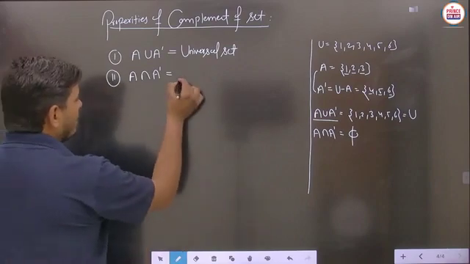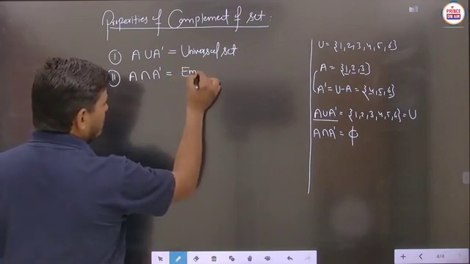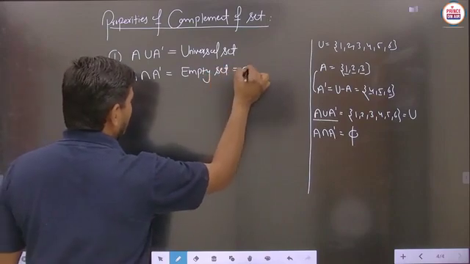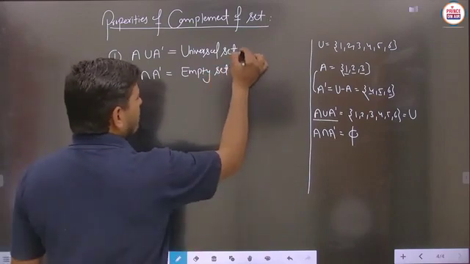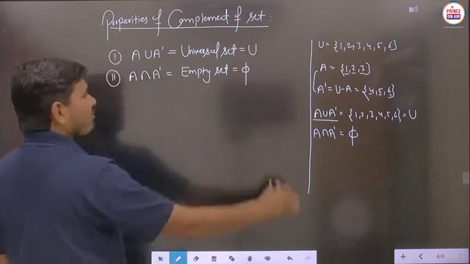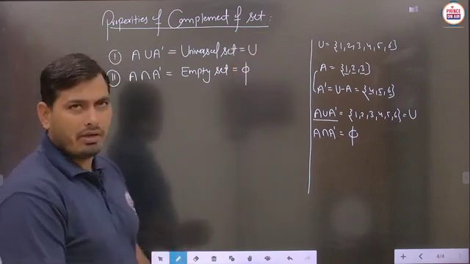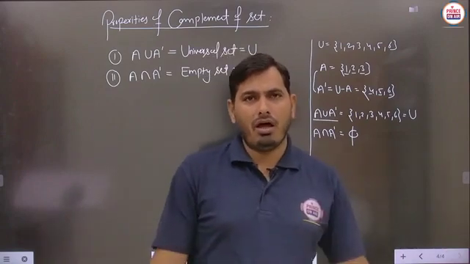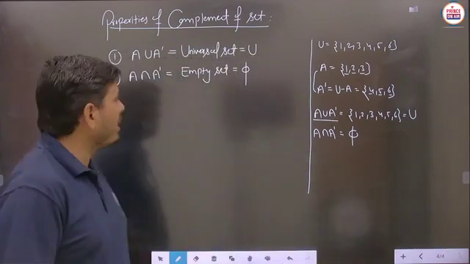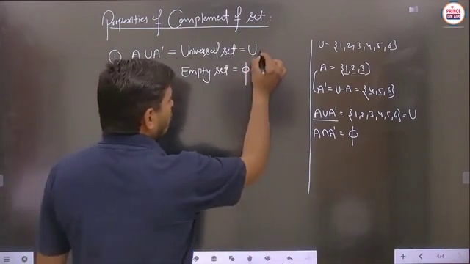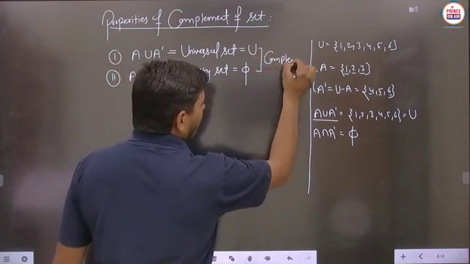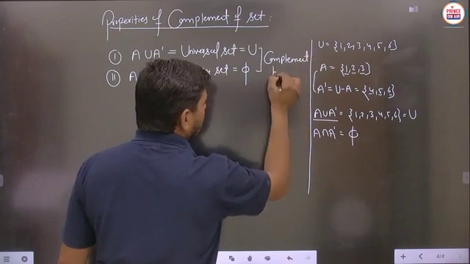So A intersection A dash is always found to be the empty set, and it will be represented by using the symbol phi, and the universal set will be represented by the symbol U. Is it clear? So these are some complement laws. You can say that these are known as the complement laws. Sometimes these laws are said to be the complement law. Is it clear?